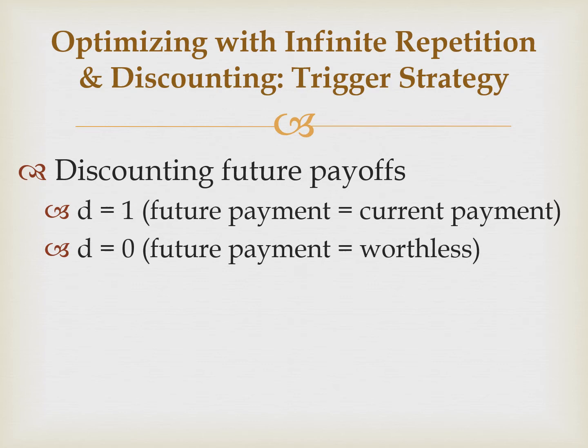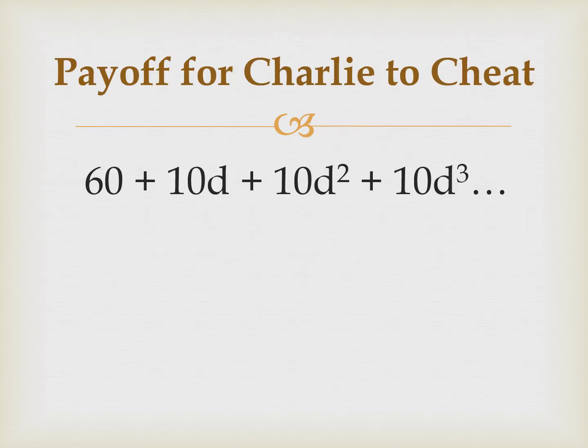So now let's go back and think about these payoffs for Charlie and how we can discount them for when they happen. At stage 2, I need to discount some. At stage 3, I need to discount more. At stage 4, I need to discount even more. So the way that we can mathematically show this is that the payoff for Charlie to cheat will be, I get a payoff of 60 if I'm Charlie right away. That's not discounted at all.